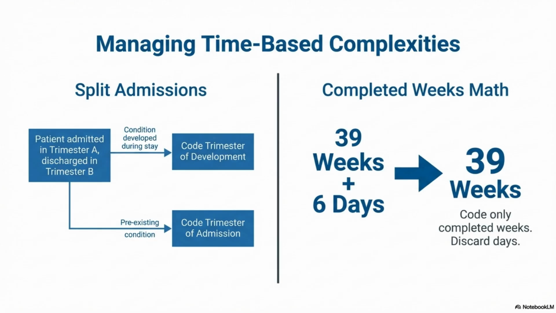When a patient is admitted in one trimester and discharged in another, the trimester you assign depends on when the condition developed. If the condition developed during the stay, code the trimester of development. If the condition was pre-existing, code the trimester at the time of admission. When the provider documents something like 39 weeks and 6 days, you only code the completed weeks, in this case, 39 weeks. The days are not included in code assignment.